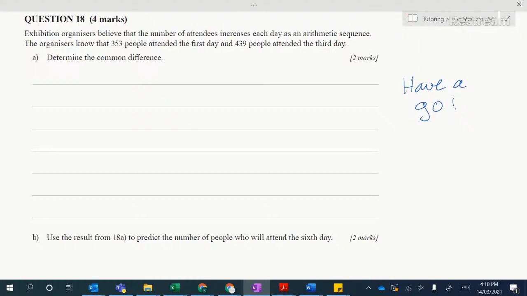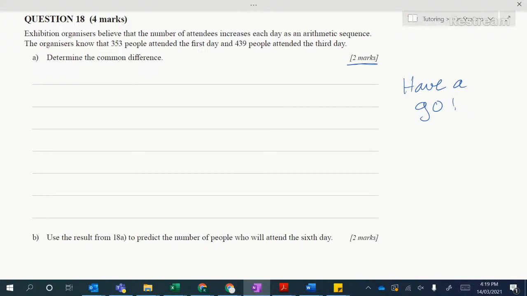Okay, now the answer to this question, part A, determine the common difference, is 43. Okay. If you just wrote 43, though, you're only going to get 1 mark. But you can see this is a 2-mark question. So you get 1 mark for determining that the common difference is 43, but you also get a mark for showing use of a model, an arithmetic sequence. Okay, so you do actually have to demonstrate that as well.